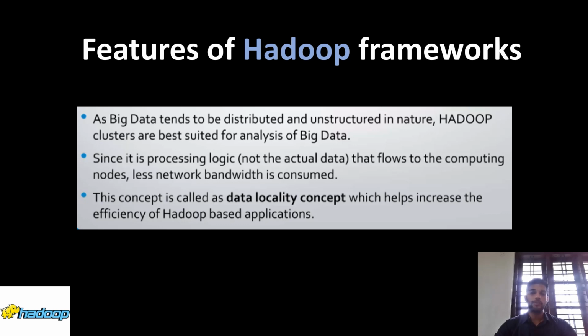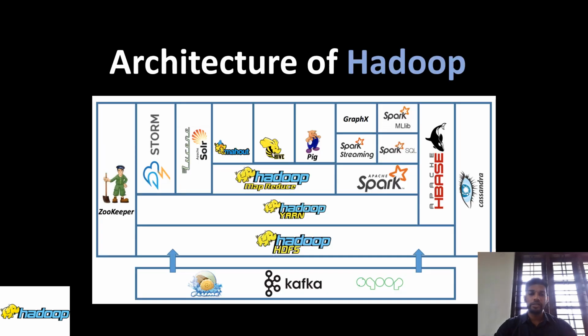Coming to the features of the Hadoop framework, as big data tends to be distributed and unstructured in nature, Hadoop helps you choose the best suited way of analyzing big data. Since it's the processing logic that flows to the computing nodes, it requires only lesser bandwidth. This concept is similar to the data locality concept, which mainly focuses on increasing the efficiency of Hadoop-based applications. As you can see over here, this is the architecture of Hadoop, which contains various components like Zookeeper, Storm, Solr, Mahout, Hive, Pig, and many more, which I'll be discussing in the upcoming presentations.